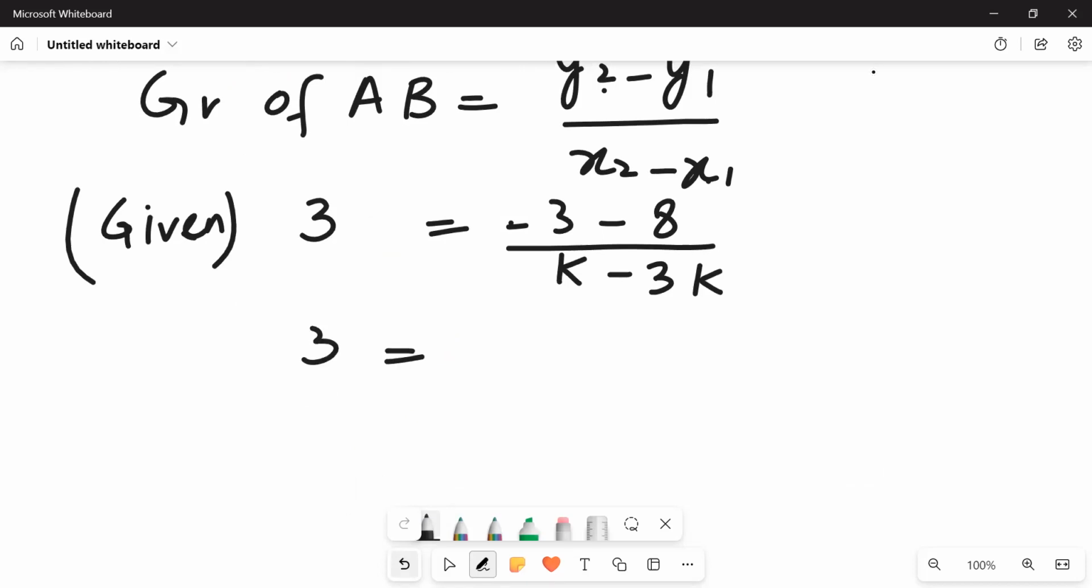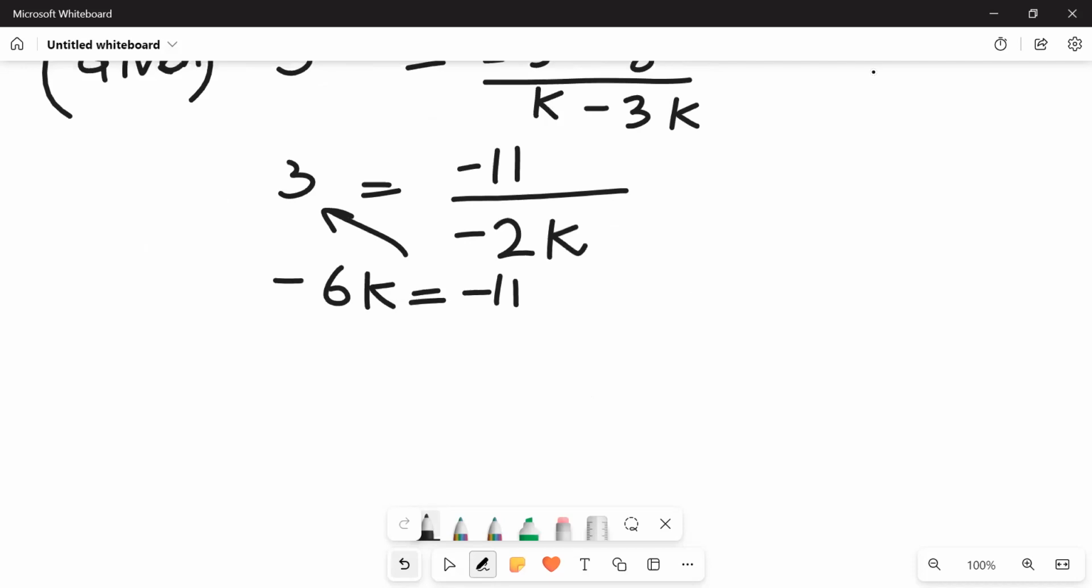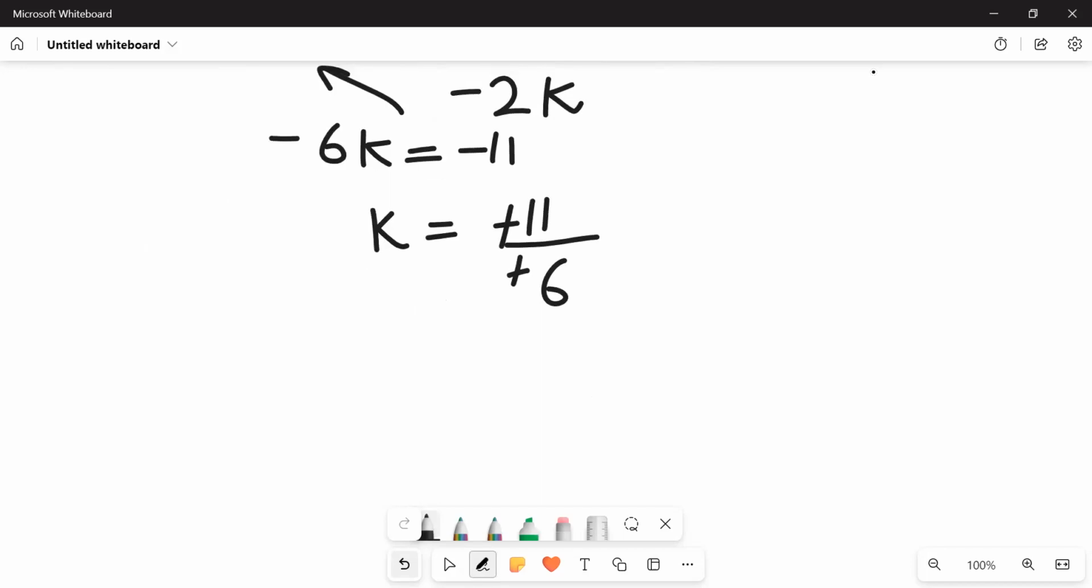Then it is minus 3 minus 8 is minus 11, and this will be minus 2k. Now cross multiply, it will be minus 6k is equal to minus 11, right? Then we will divide by 6. The minus will become a positive sign, so it will be 6 ones are 6 and 5 is remainder and 6 is divisor. So k value is 11 over 6.